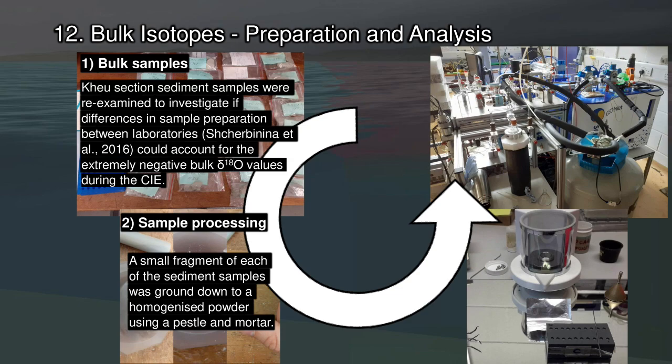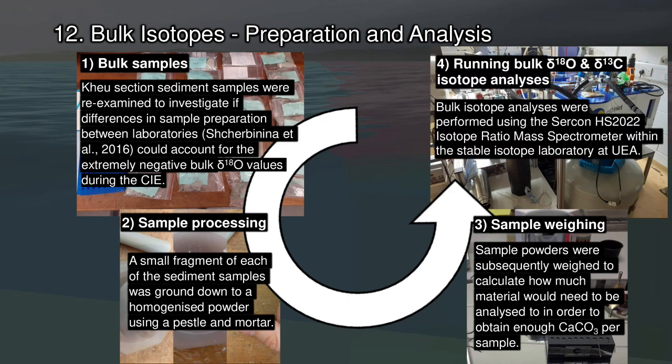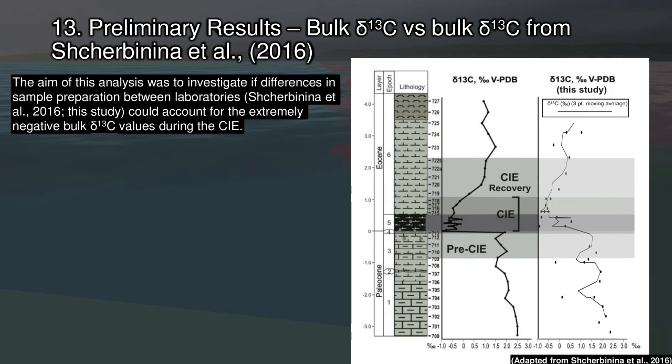To go about testing this, we took individual small fragments of the bulk sediment and ground them down to a homogenized powder. We then weighed those samples again to ensure we had enough calcium carbonate in each sample, and then we measured them on the stable isotope mass spectrometer within UEA. And these are our preliminary results.